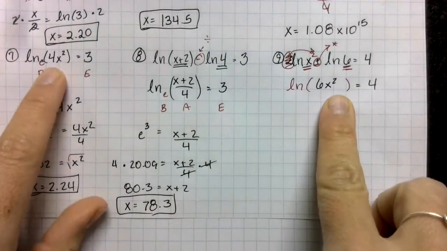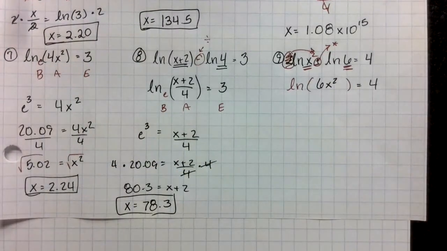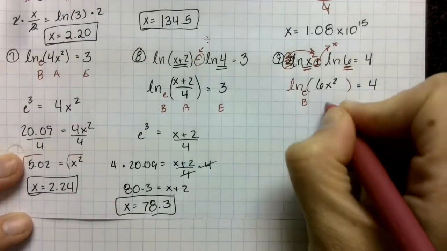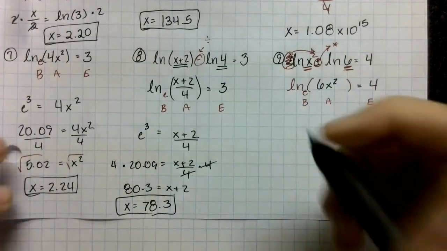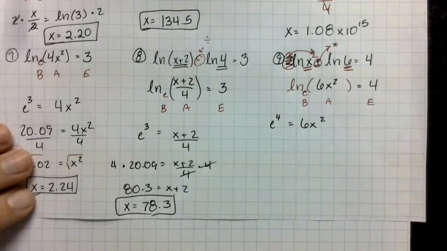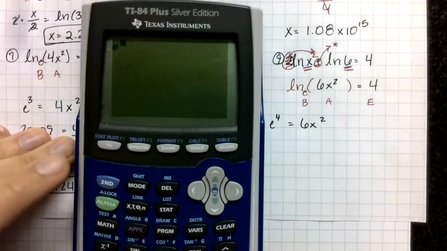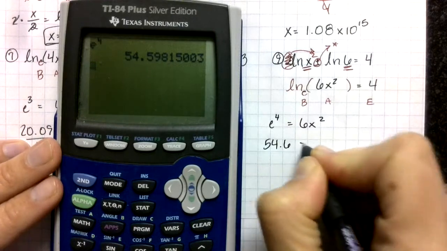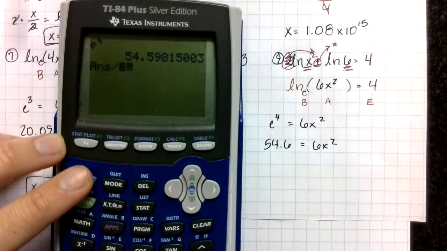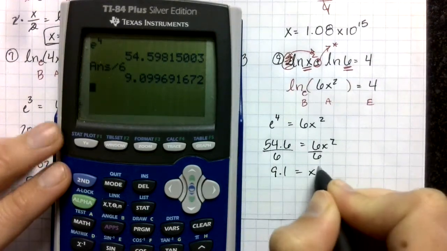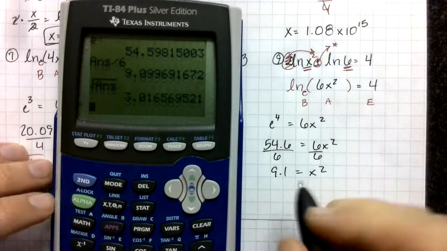So now, if you will notice, very, very similar to problem number 7. So again, go ahead and pause the video and give this a try and see if you can solve it. I'm going to put in my base of e. So I've got e to the fourth equals 6x squared. So now e to the fourth. Then I have to divide by 6. Then I have to take the square root.